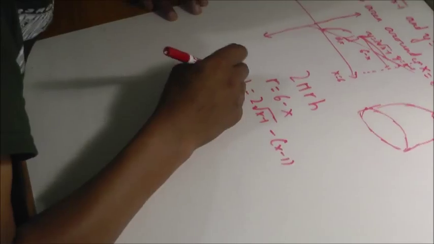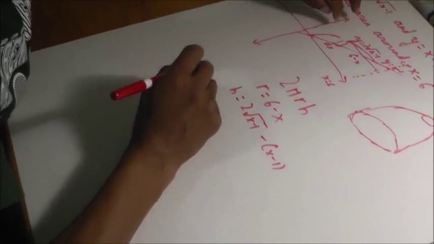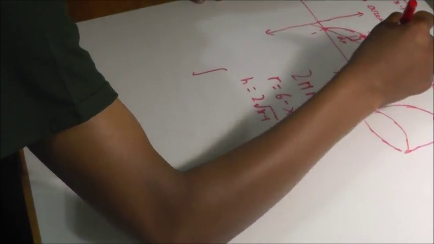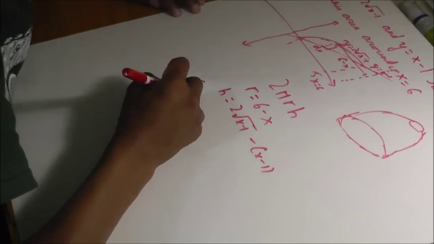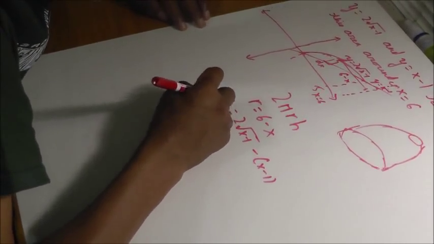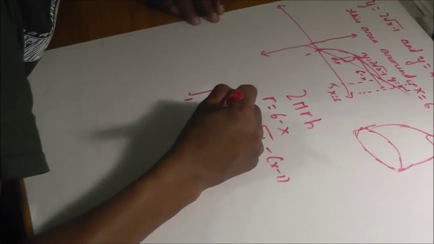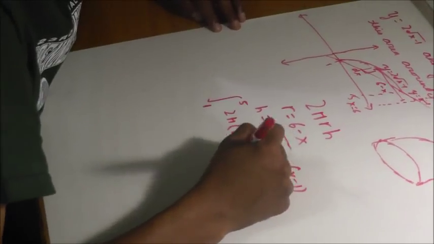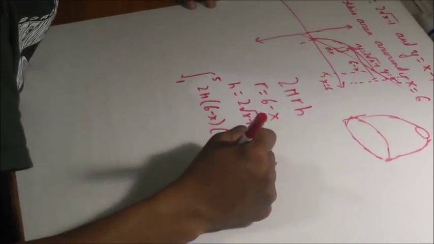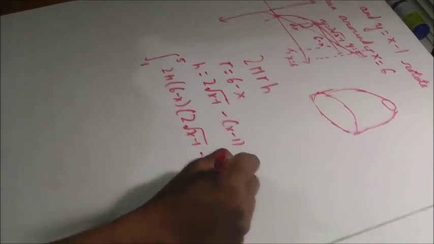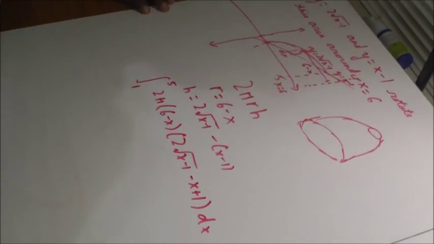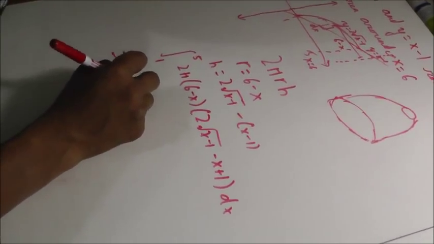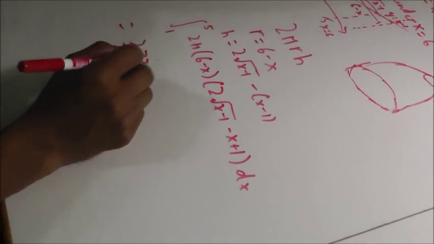Now we take our integral, remembering that the bounds are where the region is cut off. So we have x equals 1 and x equals 5. It's the integral from 1 to 5 of 2 pi times 6 minus x times 2 square root of x minus 1 minus x plus 1 dx. If you solve that, you get the answer 272 over 15 times pi.